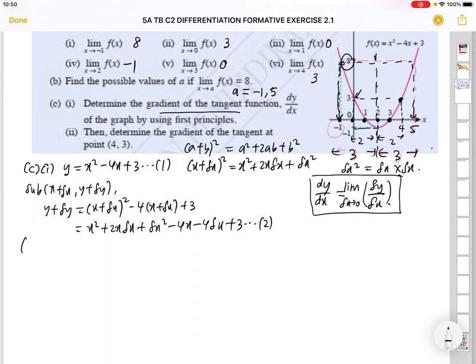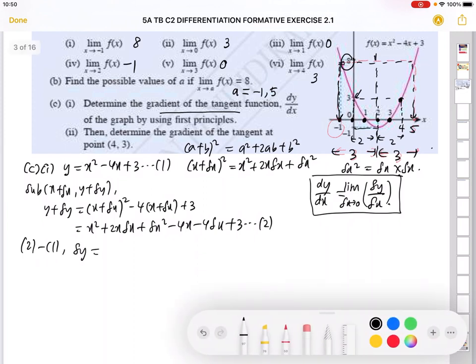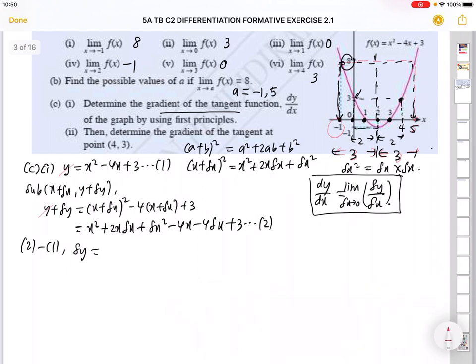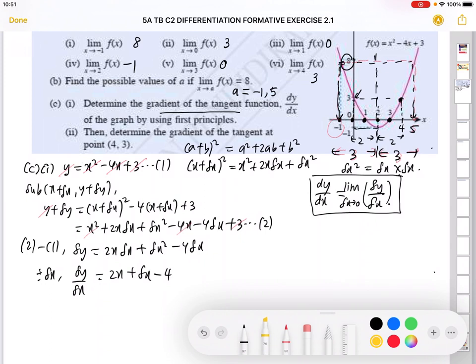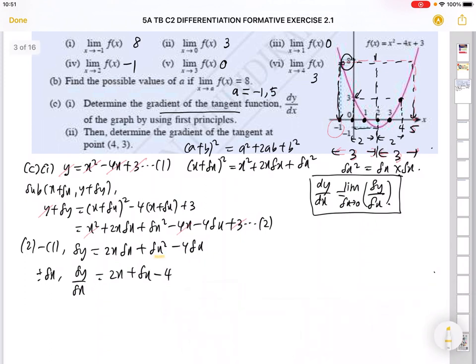Based on this fundamental principle, we are going to find the gradient of tangent dy dx. So I'm going to take equation 2 minus equation 1. When you subtract 2 with 1, you get delta y. Let me just highlight for you. When you take 2 minus 1, these two cancel out, these two cancel out. Basically the ones without delta x will just cancel out. So you're left with 2x delta x plus delta x squared minus 4 delta x. So I'm going to divide by delta x. So delta y over delta x is now 2x plus delta x minus 4. Remember, delta x squared divided by delta x is just delta x. When you divide this, you can basically cancel all the delta x.